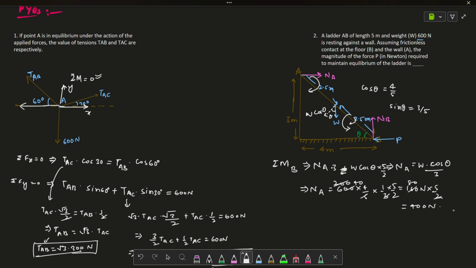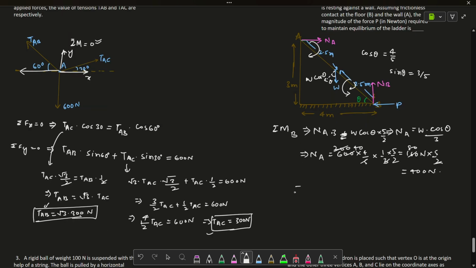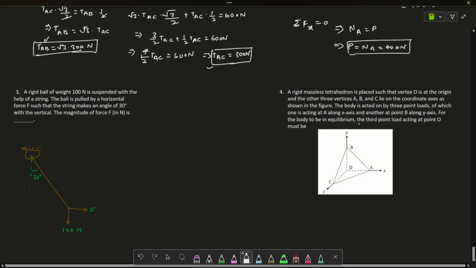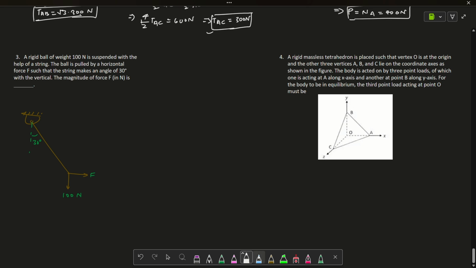Now you will just equate, since the ladder is in equilibrium. So you will equate the horizontal forces, that means in x direction, to be 0. The only 2 forces in x direction are NA and P, and they should be equal, right? Both are in opposite sense, so P is equal to NA, and NA is equal to 400 Newton. So overall the required value P is 400 Newton, right? I hope you are clear with that question.